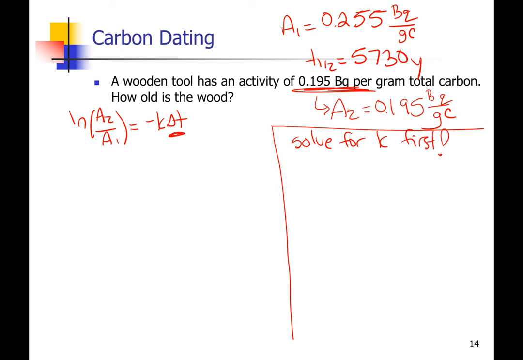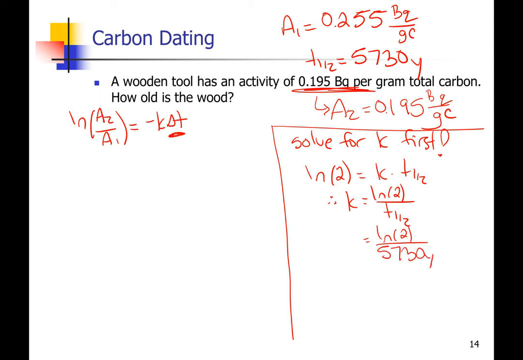So I know that the natural logarithm of 2 is equal to the decay constant times the half-life, and therefore the decay constant is equal to the natural logarithm of 2 divided by the half-life, and the natural logarithm of 2 divided by 5,730 years is going to give me a decay constant of 1.21 times 10 to the minus 4 inverse years. Now I have k, now I have A2 and A1, now I can solve for delta t.